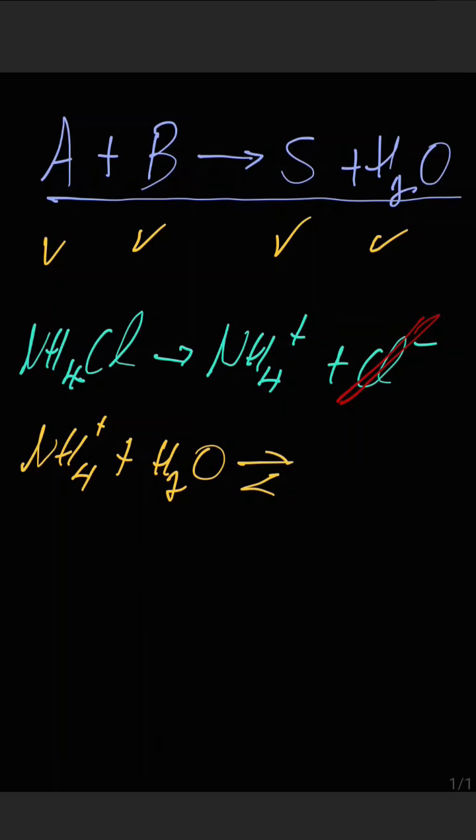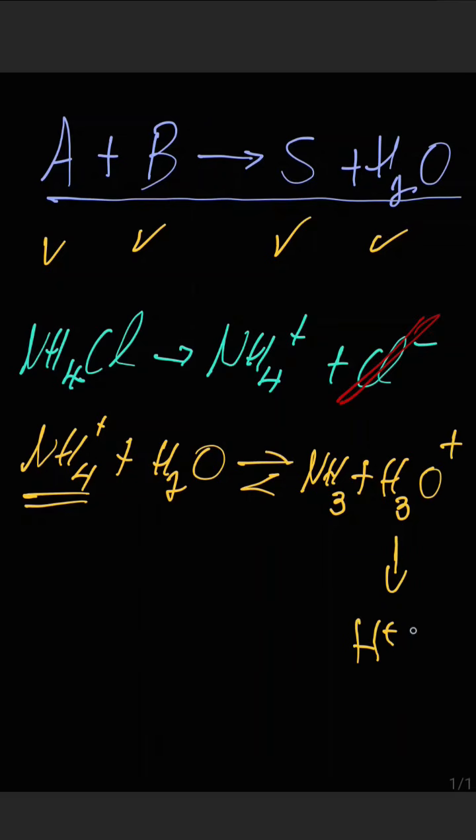In this case, NH4 is acting as an acid. That's why we will have NH3 plus H3O. And you know that H3O is the same as having H plus, meaning that it is increasing the concentration of hydrogen ions, and our pH will be lower than 7.